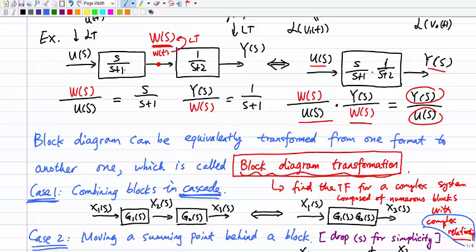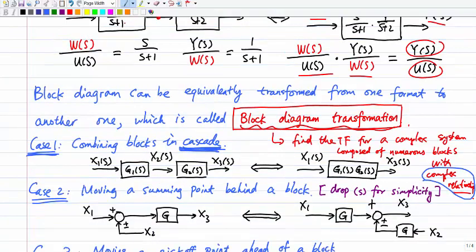So this is called cascade. It's fairly easy to understand from what I mentioned over here, okay? Alright. The second case is moving a summing point behind the block. For the control system, we typically have feedback, either positive or negative. So an important case is that we may have to move the summing point behind or in front of a block. The second case asks: how do we move a summing point behind the block?